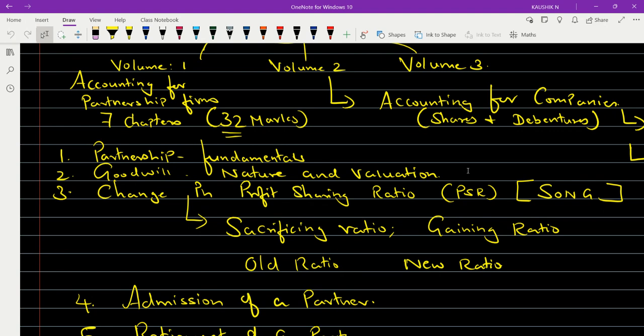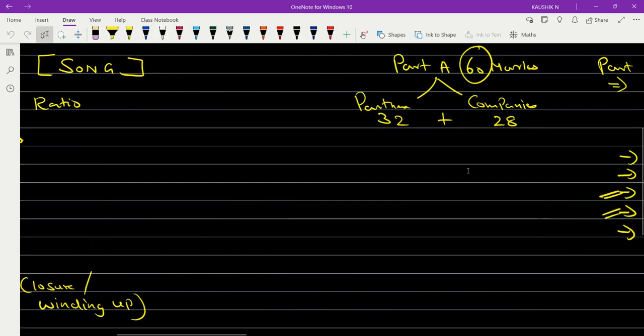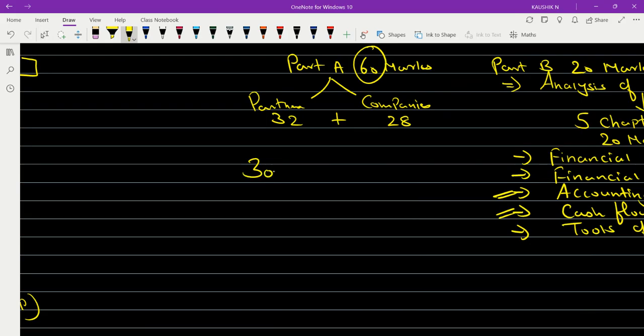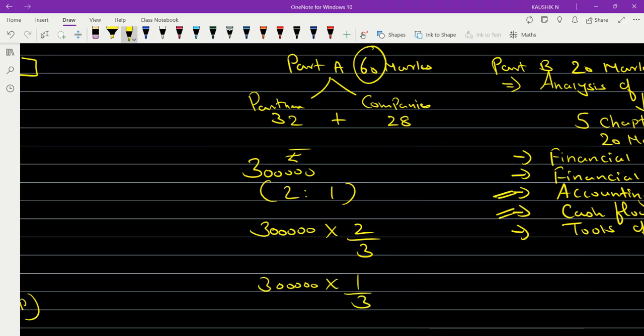Now, the profits and loss are going to be shared in 2 is to 1 ratio. So as you know, you have got 3 lakh rupees as a profit, and now we have decided that the new profit sharing ratio is 2 is to 1. In this proportion, you are going to distribute 3 lakhs. So what will you do? 3 lakhs into 2 by 3, and the same 3 lakhs into 1 by 3. So this will give you 2 lakhs and 1 lakh.